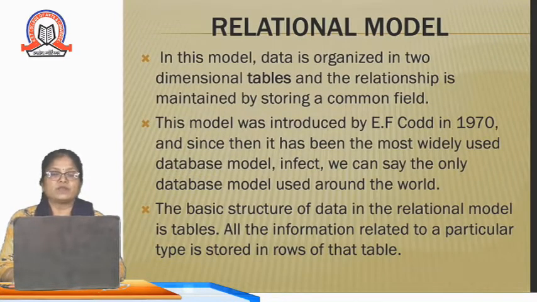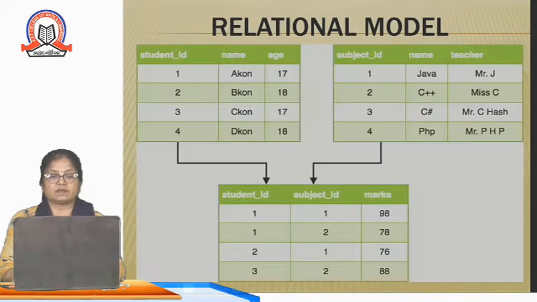Relational model. In this model, data is organized in two-dimensional tables and the relationship is maintained by storing a common field. This model was introduced by E.F. Codd in 1970 and since then it has been the most widely used database model. In fact, we can say the only database model used around the world. The basic structure of the data in the relational model is tables. All the information related to a particular type is stored in rows of that table.